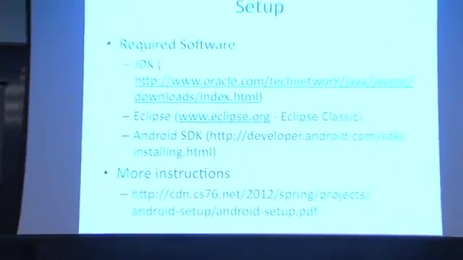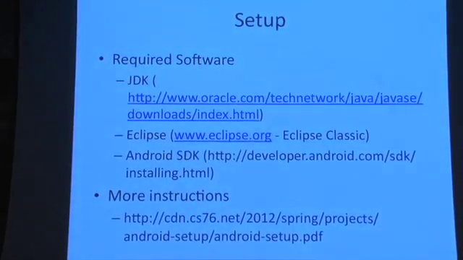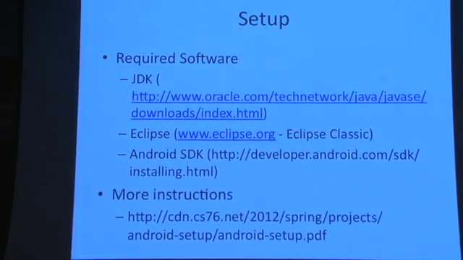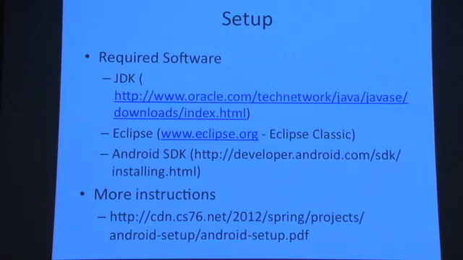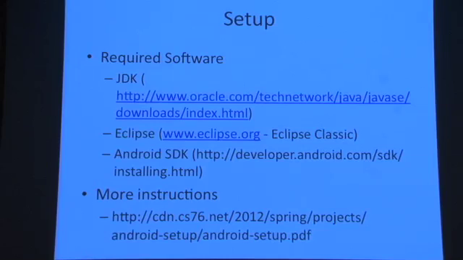Okay. So to set up Android on your computer, you would need JDK, which you installed last week. And you'd also need Eclipse and the actual Android SDK. And you can go to these URLs, and these slides are actually on the website already. So you can just copy and paste those URLs into your browser and follow the directions. So more instructions are going to be on the actual Android setup specification that's due soon, and it's already on the website.